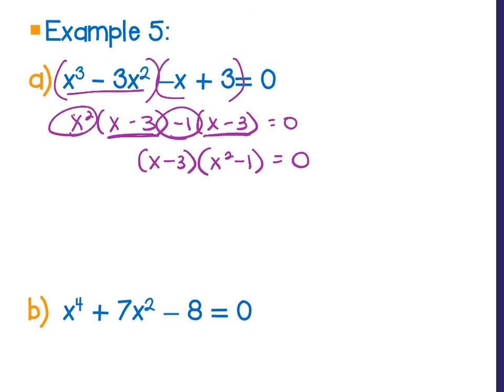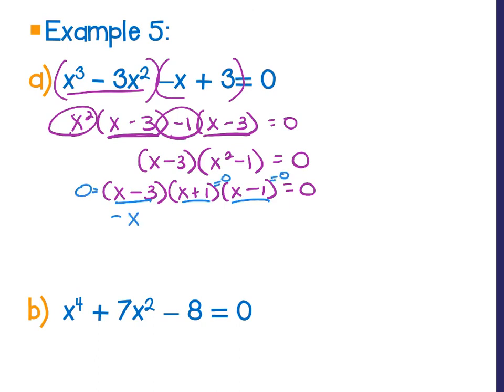And then you want to see if it's factorable further, and it is. x squared minus 1 would be x plus 1 and x minus 1. Now, if any of these three parentheses was 0, it'd make my entire product 0, which is why we can split and solve these. I'm going to set each of these equal to 0, and I would get x equals 3, x equals negative 1, and x equals positive 1. And those are your three answers.